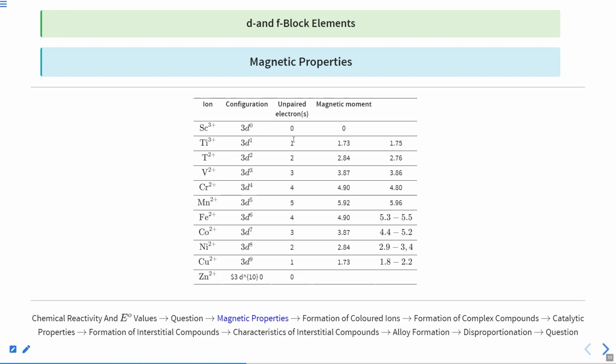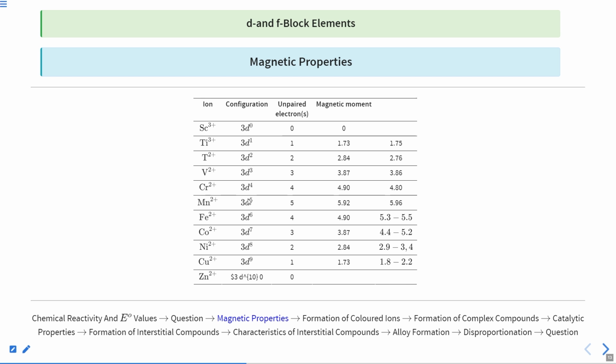So here we have taken n as 1 because you can see very clearly that it is Ti3+, which has a 3d1 configuration. That means there is only one electron, and that is unpaired. So n equals 1. For n equals 2, it is 2.84. For n equals 3, it is 3.87. For n equals 4, 4.90. For n equals 5, 5.92.